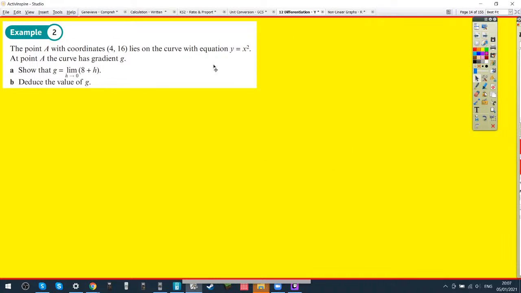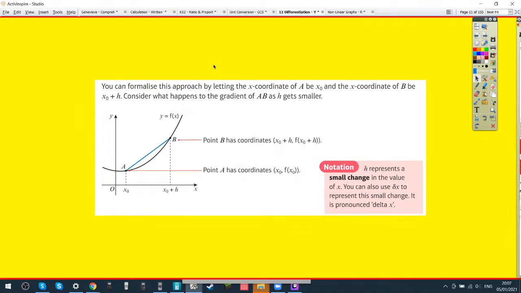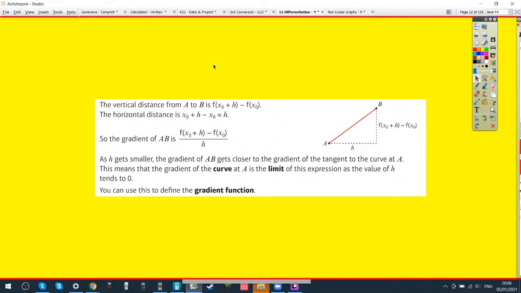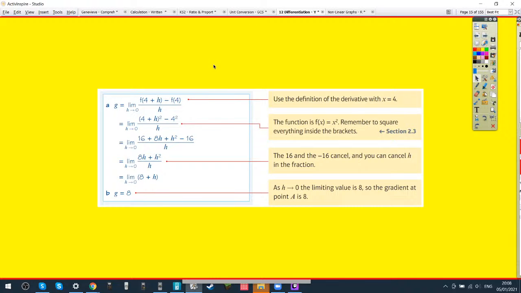What is this? The point A lies on this curve. At point A, the curve has gradient g. Show that the limit of 8 plus h... I don't know. Find the derivative. So that's it algebraically. I don't know how to do it with part of it. The f4.